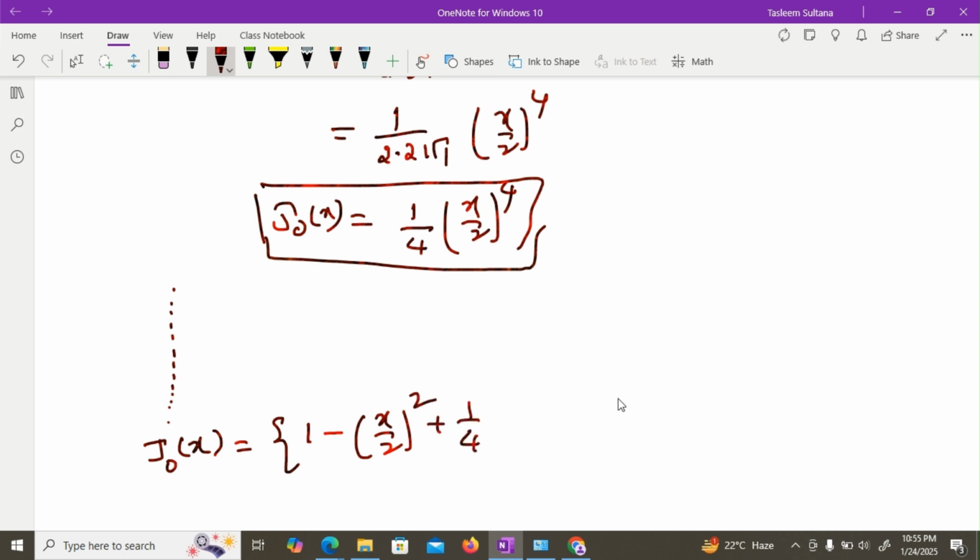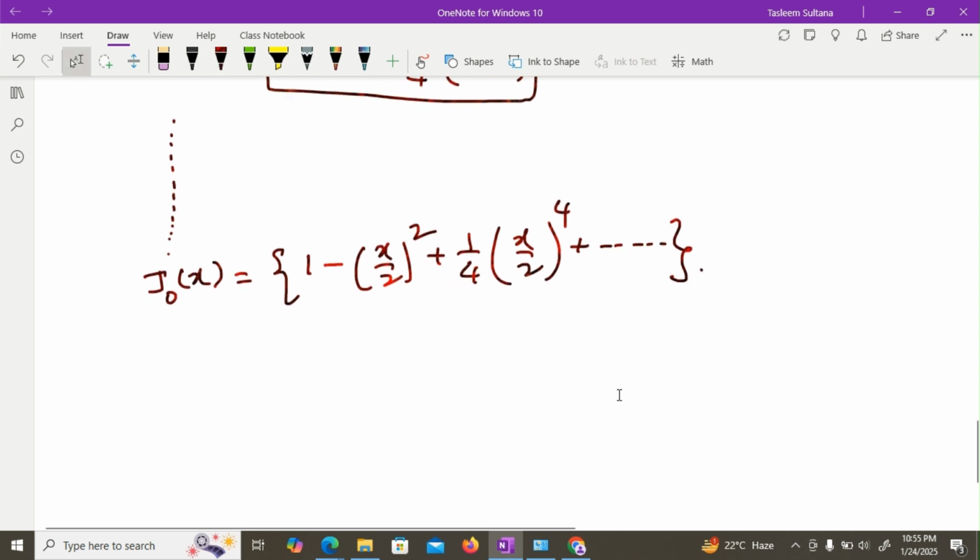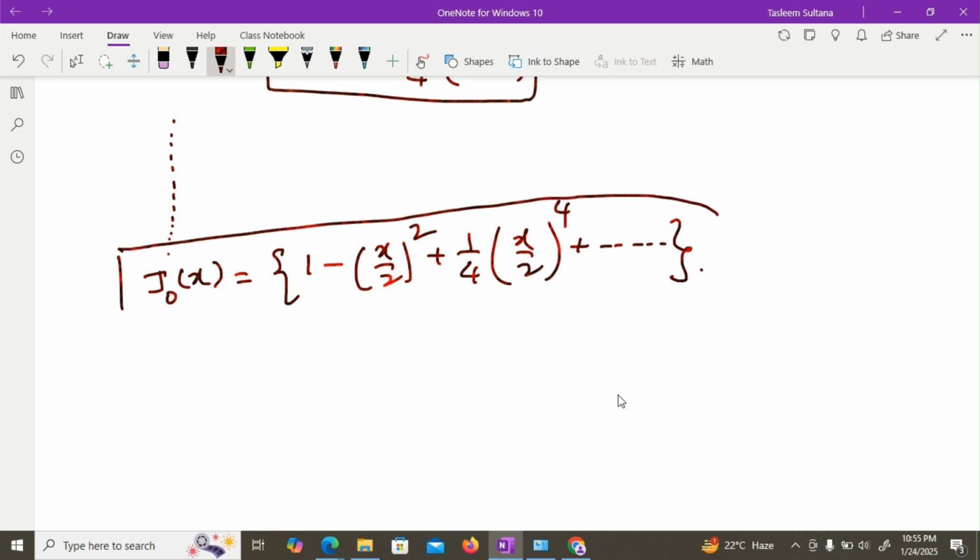When we continue, we are going to get some more values. Now what we'll do is represent it like a series. We are going to add all the values. So the first value was 1, minus of x by 2 whole square, plus 1 by 4 of x by 2 to the power of 4, plus and so on. So this is also known as the zeroth order Bessel function.